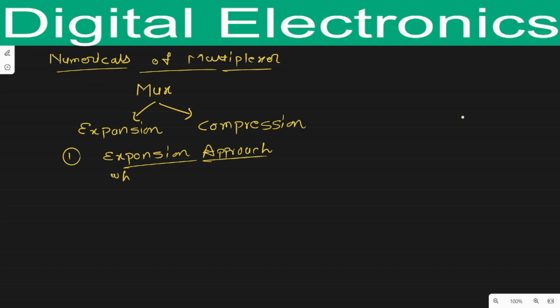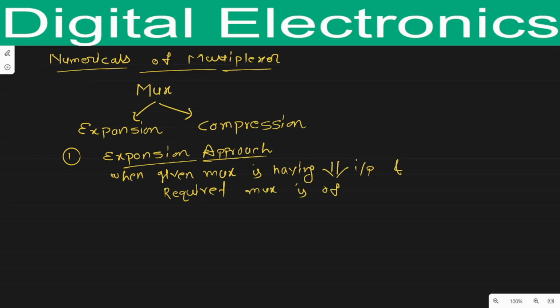When the given mux is having fewer inputs and the required mux is of higher inputs, at that time we will use this expansion approach.